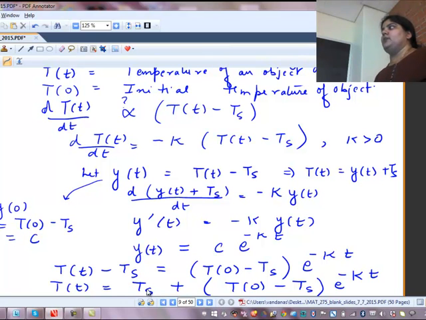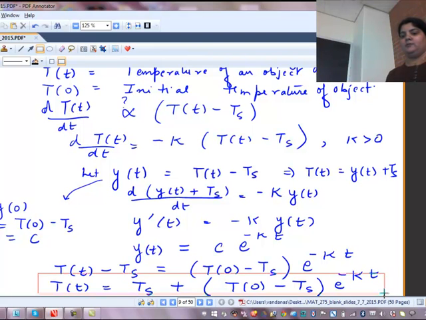So this is a formula of how the temperature of an object will change as time changes. Surrounding temperature will be given to you in the problem. Initial temperature will be given to you in the problem. Maybe sometimes you have to find this proportionality constant k, but this is the key which you will be using for Newton's law of cooling.